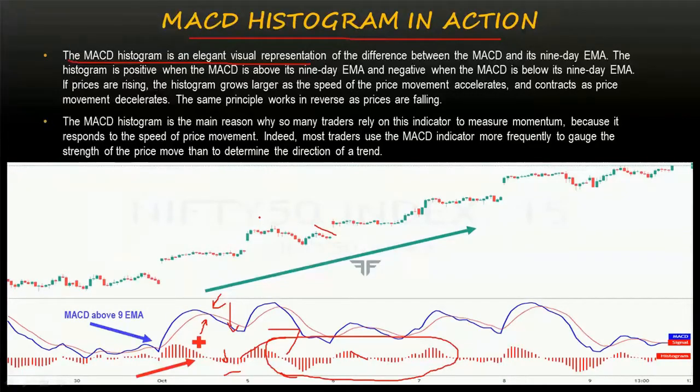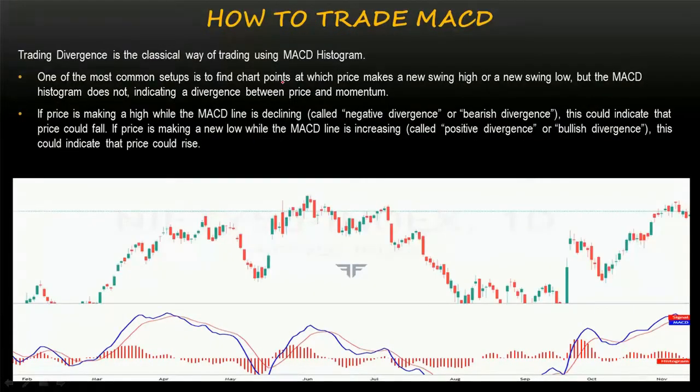The MACD histogram is the main reason why so many traders rely on this indicator to measure momentum in the market, because it responds to the speed of the price movement. Most traders use the MACD indicator more frequently to gauge the strength of the price movement than the direction of the trend. How to use this simple information to trade MACD?